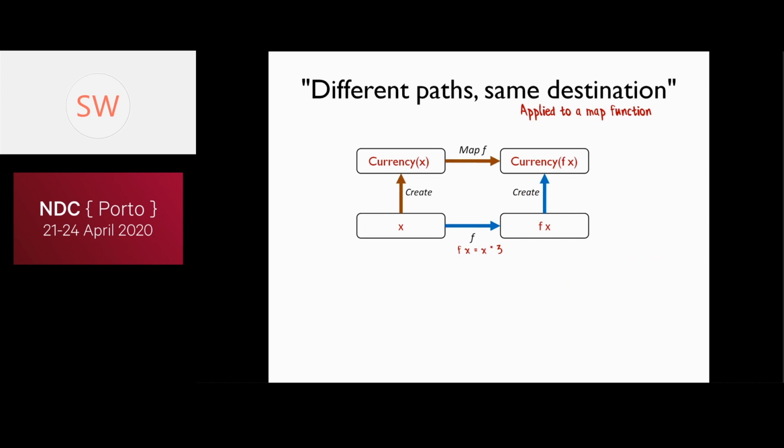So let's say the transformation I'm going to do is just multiplying by 3. If I create a currency with 2 in it, and then I map it to multiply it by 3, that should be a currency with 6 in it, hopefully. And then if I do it the other way around, if I start off with 2 and multiply by 3, and then create that currency, I should end up at the same point. If I don't end up at the same point, my map function is probably wrong. So this is nice for things like mapping or, in LINQ, select. It's a great way to test these kinds of functions because you don't really care what the inputs are.